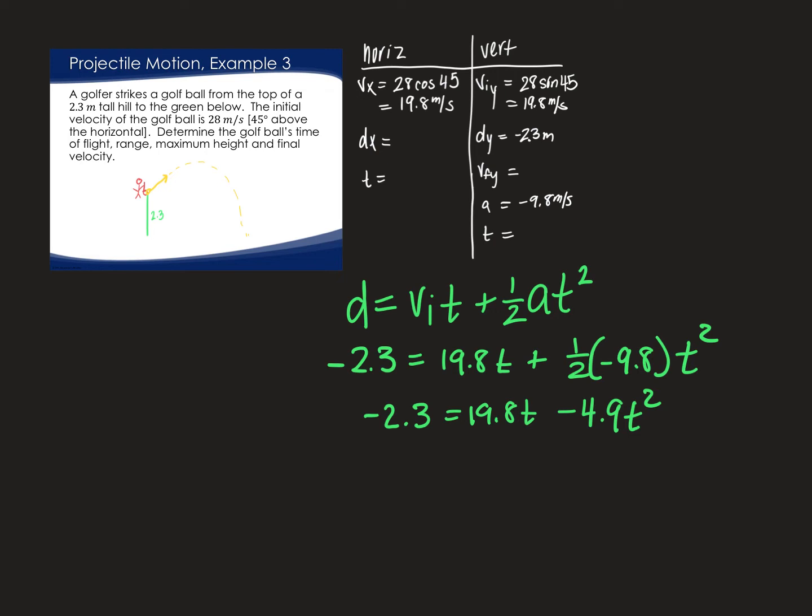Okay, so remember we need to set it equal to 0. So I'm going to do that in red. Basically I'm adding the 2.3 over to my right side here. So then you get 0 equals negative 4.9 t squared plus 19.8 t minus 2.3. Okay, so remember, plugging into our quadratic formula, we have a, b, and c.